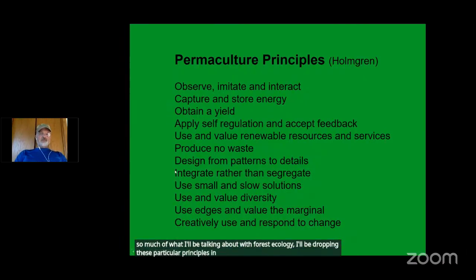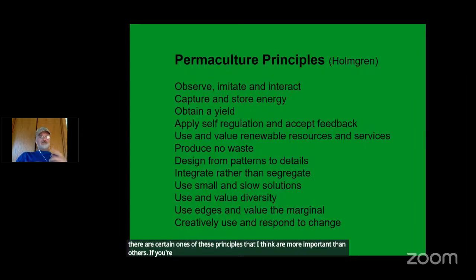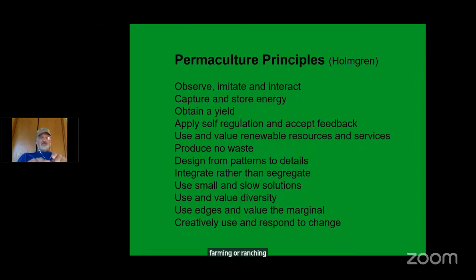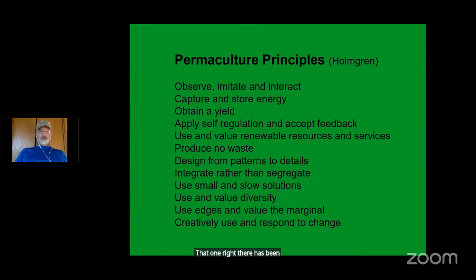There are certain ones of these principles that I think are more important than others. If you're going to actually get a piece of property and do a restoration agriculture, a perennial agriculture, farming or ranching operation, there are some of these principles that are more significant than others, and I'll emphasize those. The ones that I emphasize the most is observe, imitate, and interact. That one right there has been so missed by so many different permaculturists.